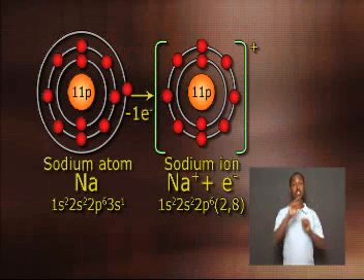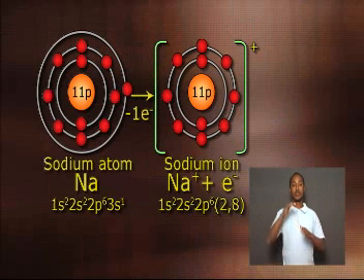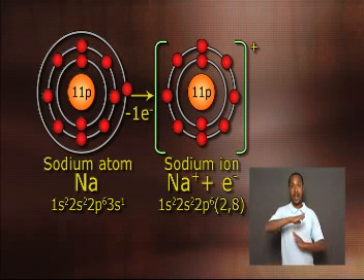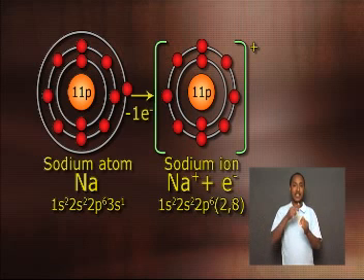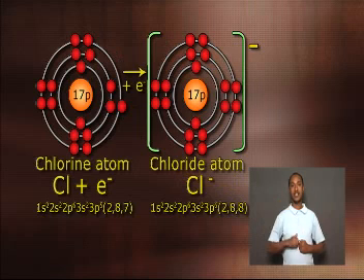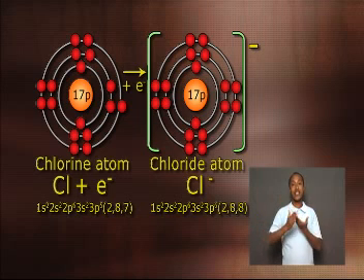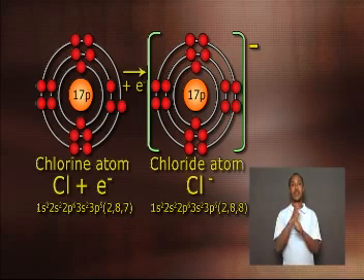Let us look at an example. A sodium atom only has 1 valence electron. In order for it to gain the electron configuration of the nearest noble gas, which is neon, it must lose its valence electron and form a sodium ion. Chlorine has 7 valence electrons. By gaining 1 more, it can attain the electron configuration of argon and form a chloride ion.